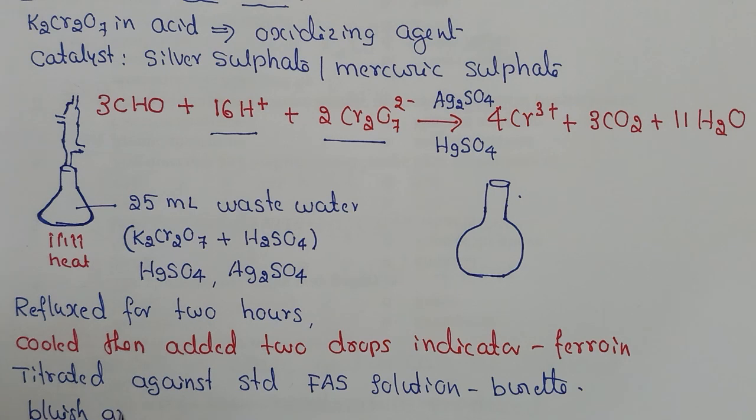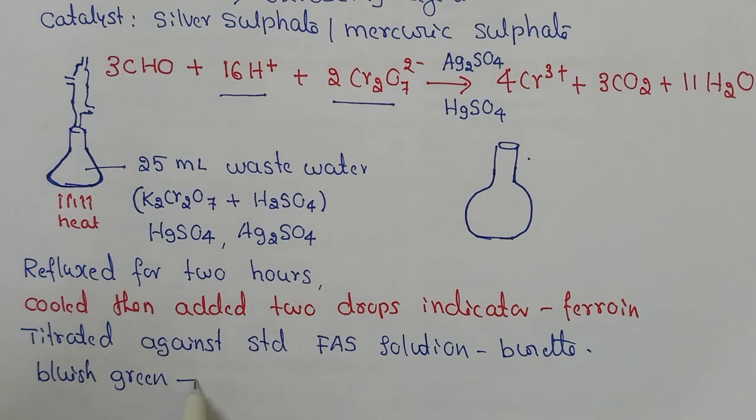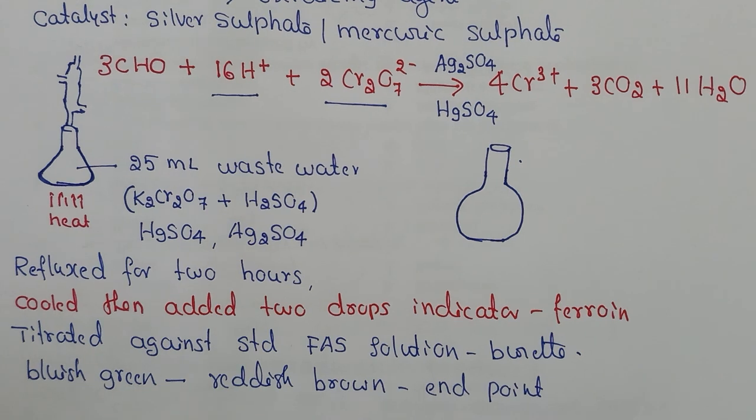Bluish green to reddish brown. Now this is the end point, color change, end point. So near the end point, color changes from bluish green to reddish brown. Then we have to take the volume of FAS required to react with the content present in the conical flask after adding the indicator ferroin.